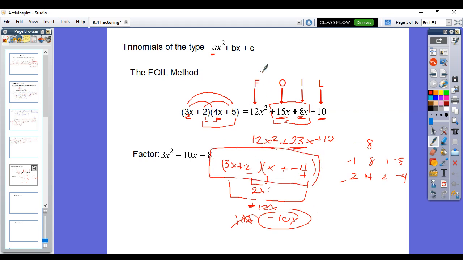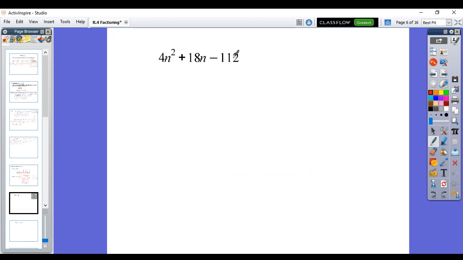So as far as the FOIL method, you look at strictly these two inner and outer parts. Let's practice that again. First things first, just like everything else, the very first thing we do is, what can we factor out? Can we factor out a 4? Not necessarily, but we can factor out a 2 out of everything. Everything's even, so we factor out a 2. We're left with 2n squared plus 9n minus 56. This gives us smaller numbers to deal with.